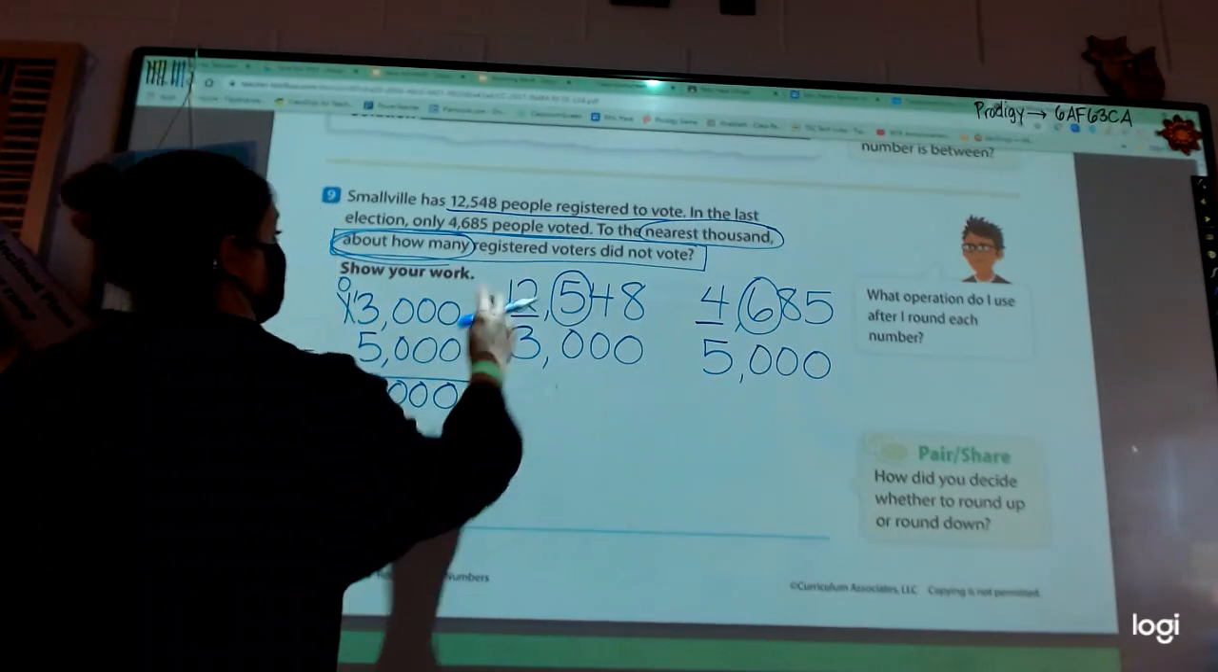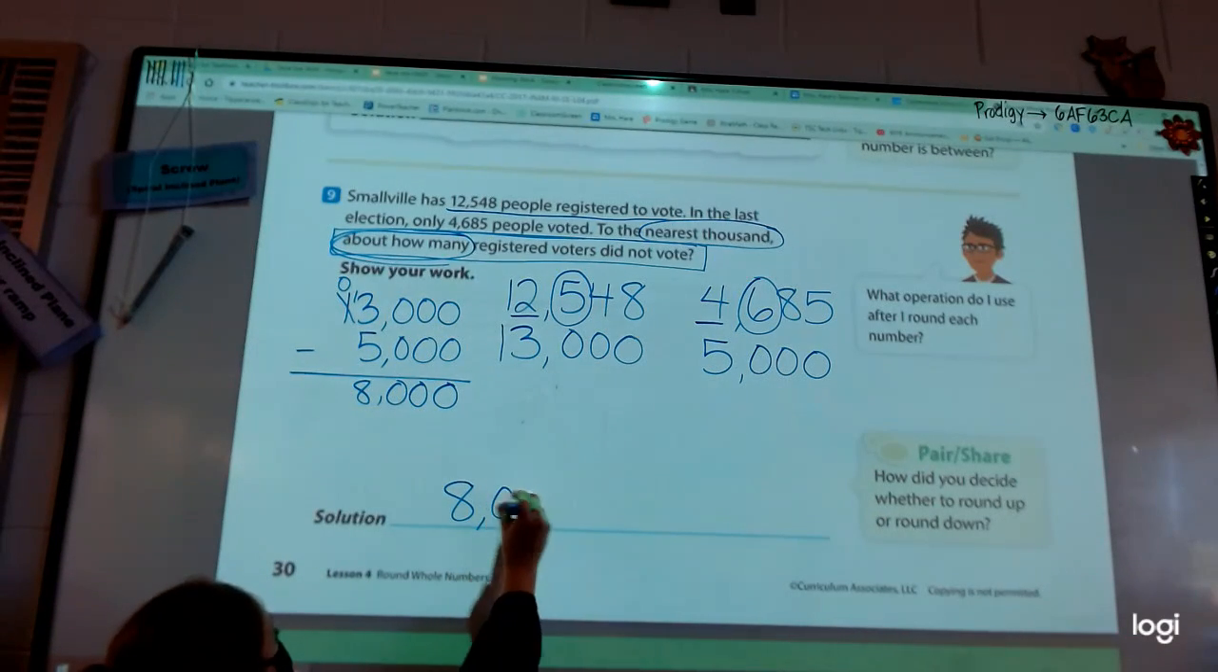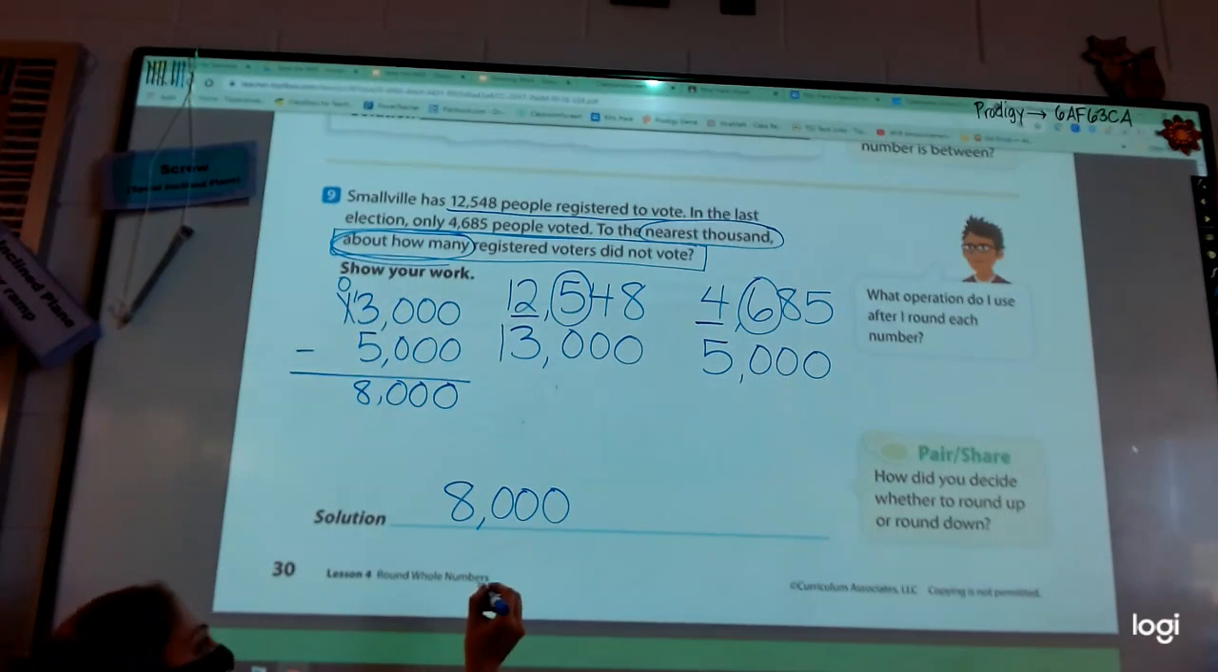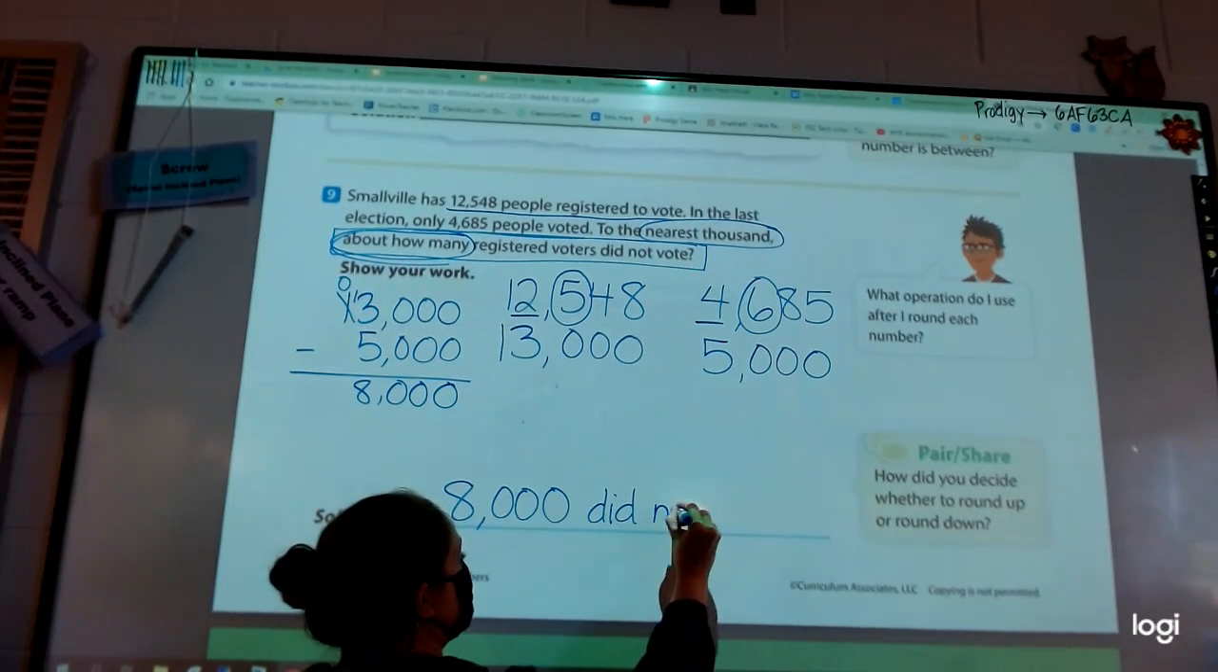So 8,000 people did not vote, which is a lot of people. When you guys are old enough, I hope you all vote for any elections. It's important that your voice is heard.